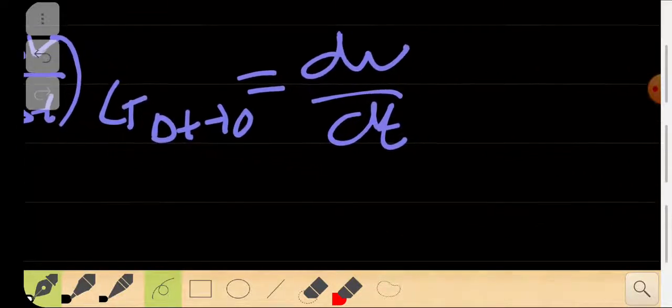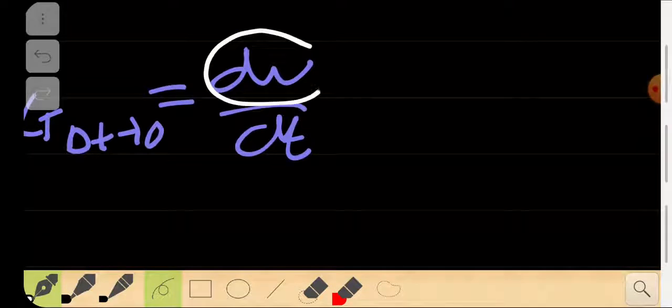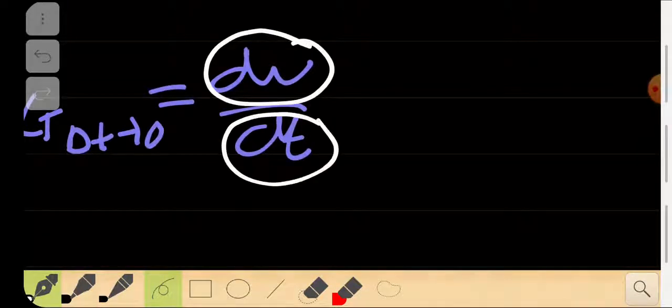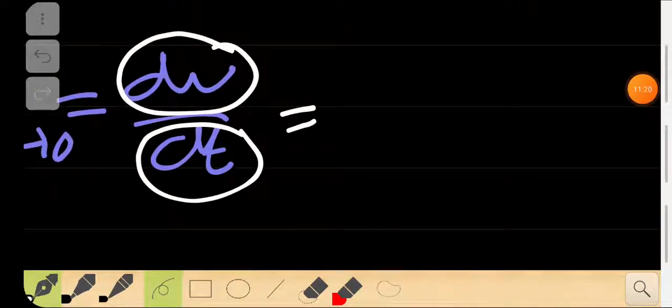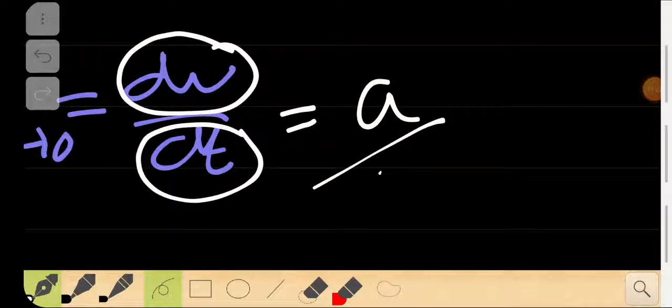Now what is this dv? This dv and dt are called Leibniz differentials. So these are notations for differentials. So dv by dt, when you take the time rate of change of velocity, it's called the acceleration. So you can clearly understand that this is the acceleration.